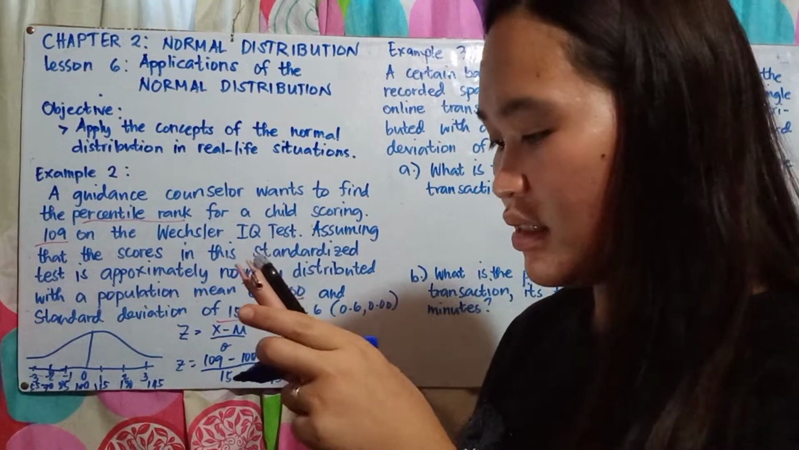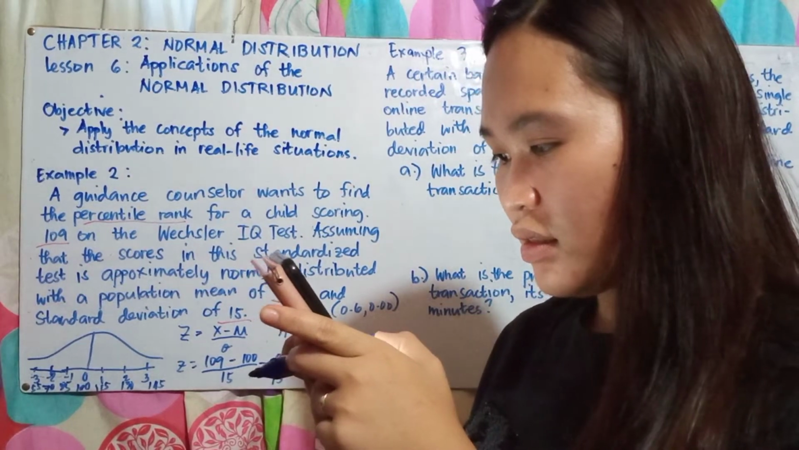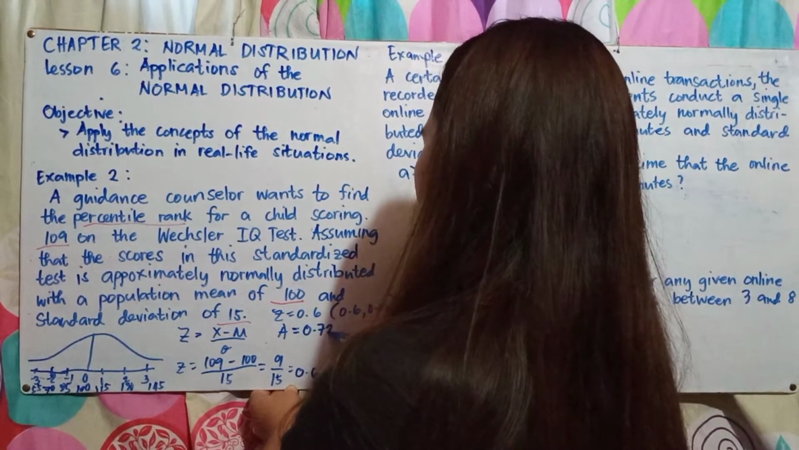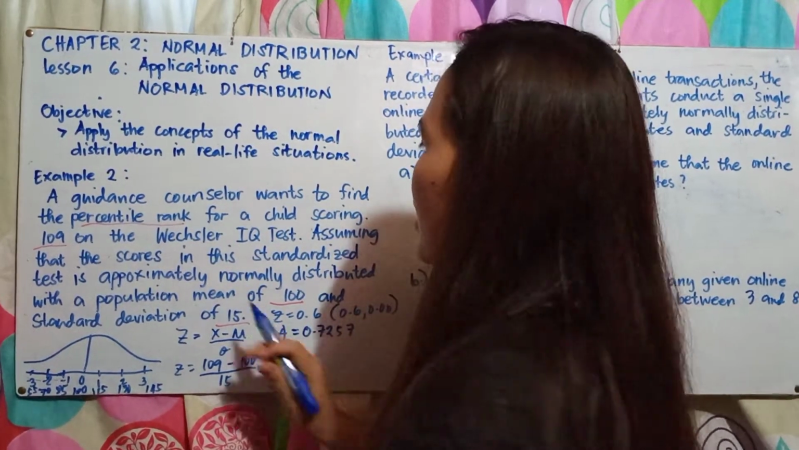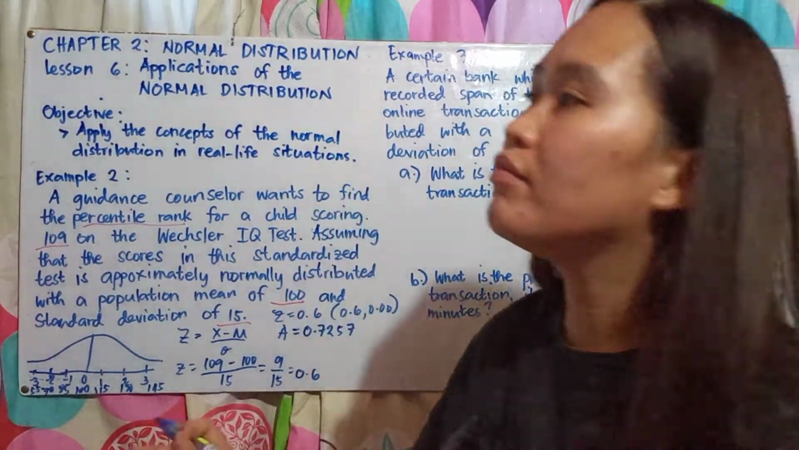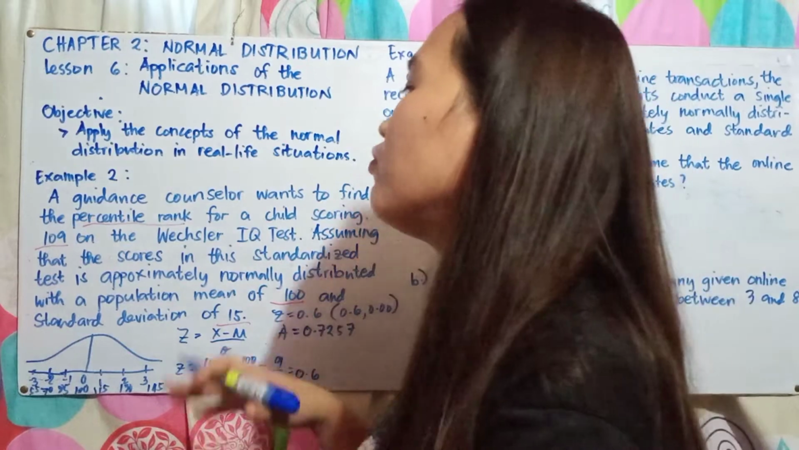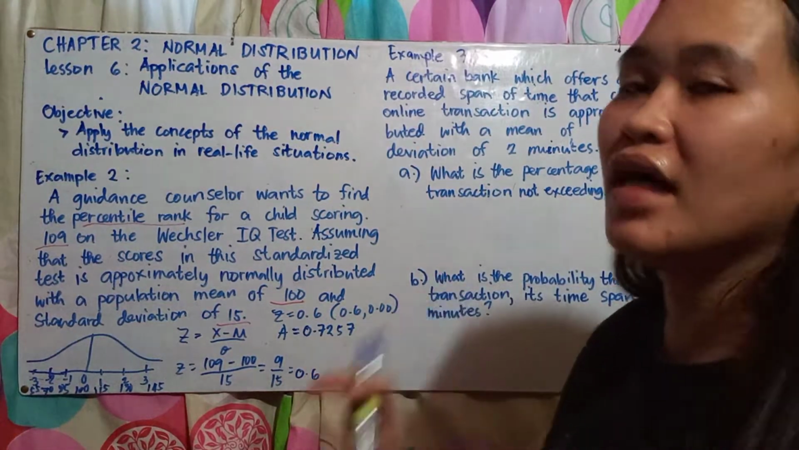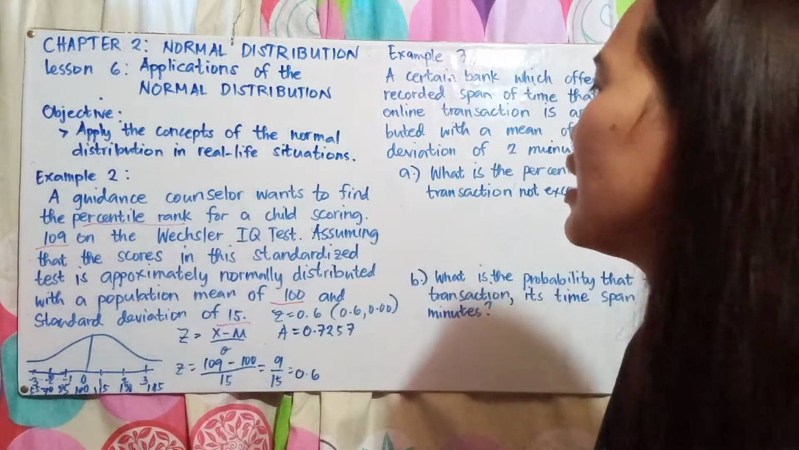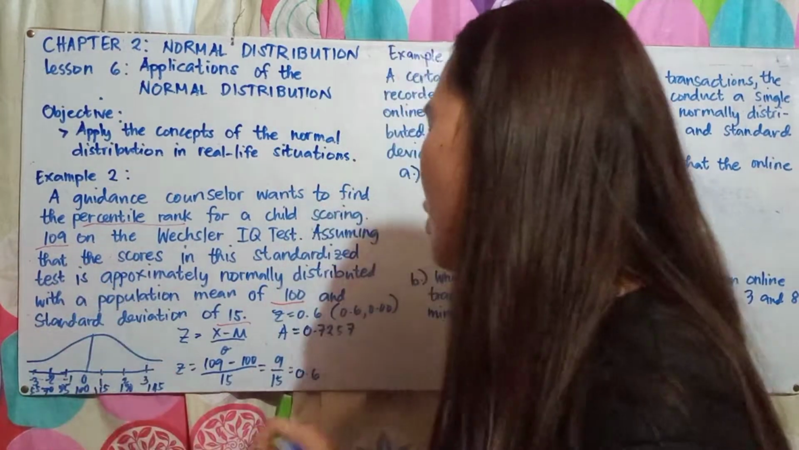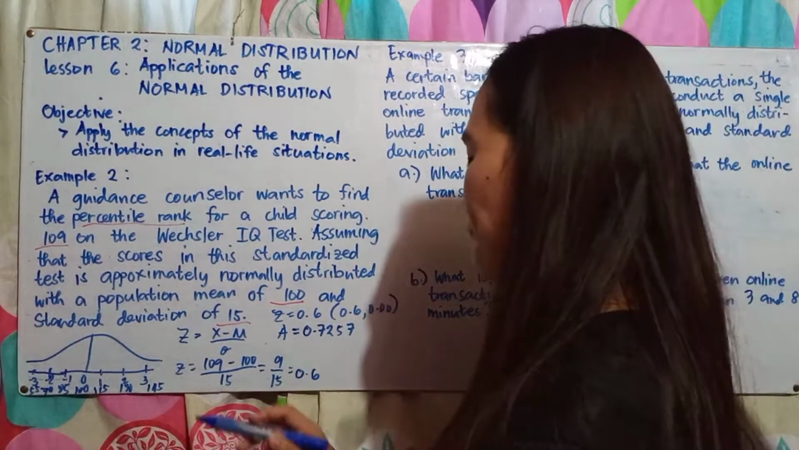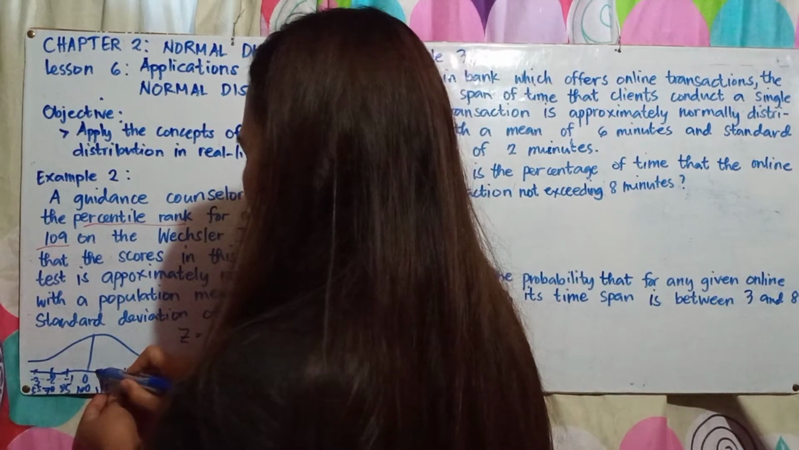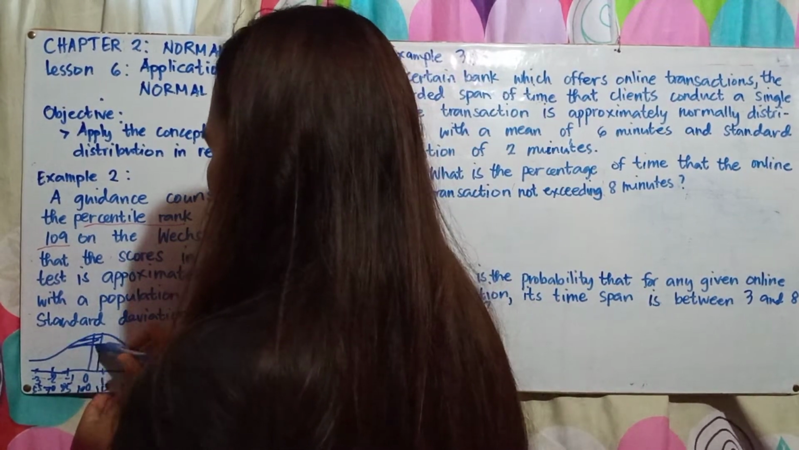So, area sa 0.6, 0.7257. Since wala mag-iingon sa problem na above or exceed 109, or greater than 109 na score, wala may mga hint, automatic lang man 109 na score. So, therefore, ang shaded portion sa ato ang region is 0.6 diri banda.